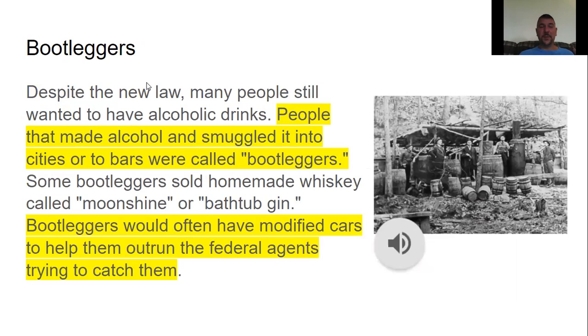Despite the new law, many people still wanted to have alcoholic drinks. People that made alcohol and smuggled it into cities or the bars were called bootleggers. Some bootleggers sold homemade whiskey called moonshine or bathtub gin. Bootleggers would often have modified cars. They'd make their cars really fast so they could outrun the federal agents trying to catch them during this time.